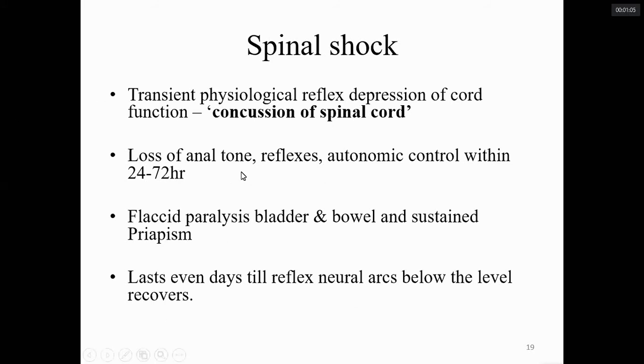In spinal shock, there is loss of anal tone. All the reflexes like knee reflexes and ankle reflexes are lost, all the autonomic control is lost, and generally this spinal shock will recover within 24 to 72 hours. Once the spinal shock period is over, you can classify whether it is a complete or incomplete spinal cord injury. Generally the spinal shock period lasts 24 to 72 hours, but in some cases it may take even more days, 7 days, even months.